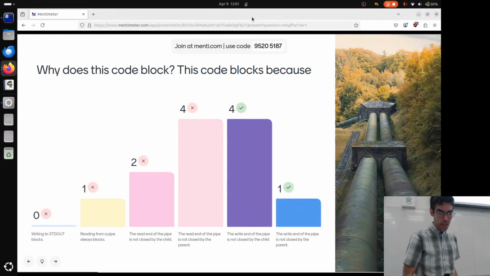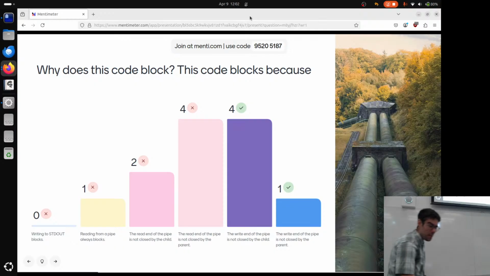All right. Okay. So good. I'm really happy that we're mostly picking at the end there. I'm also quite happy that nobody has selected this one. Writing to stdout blocks. Writing to stdout never blocks. As far as we're concerned, it never blocks.